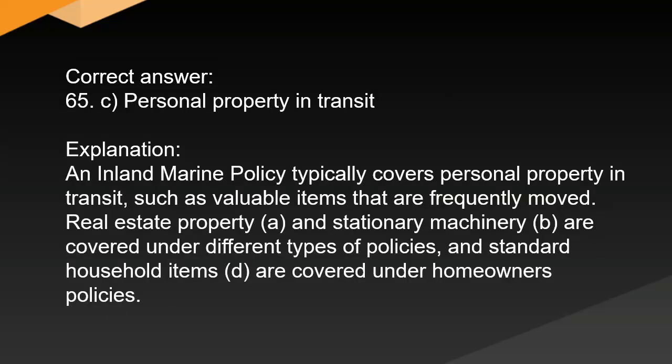Correct answer: C. Personal property in transit. Explanation: An inland marine policy typically covers personal property in transit, such as valuable items that are frequently moved. Real estate property, A, and stationary machinery, B, are covered under different types of policies, and standard household items, D, are covered under homeowners' policies.